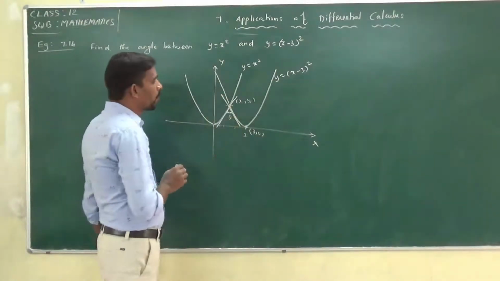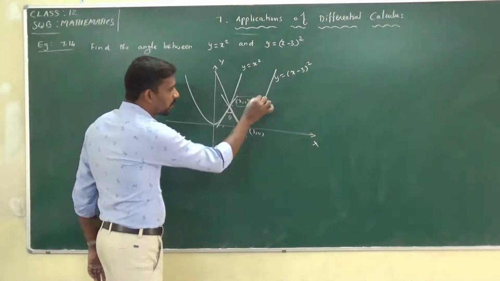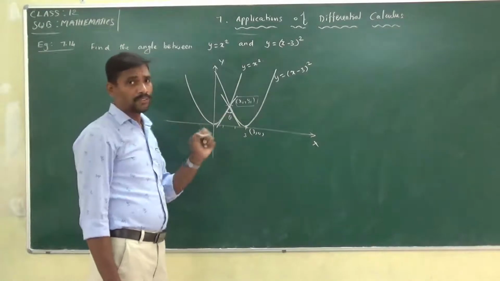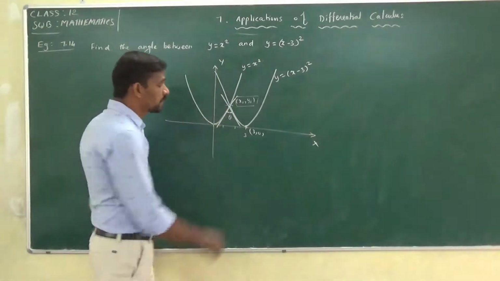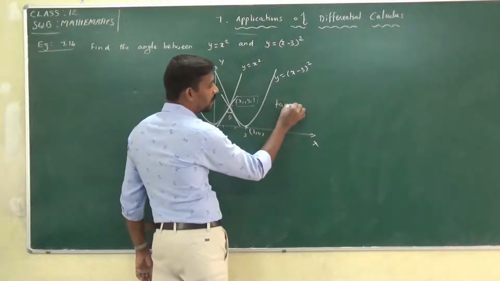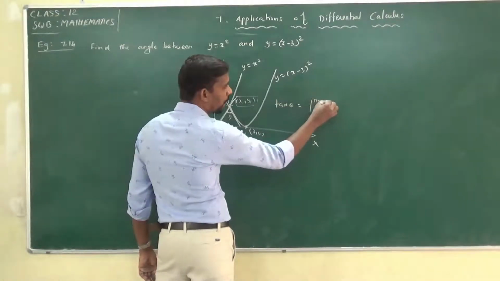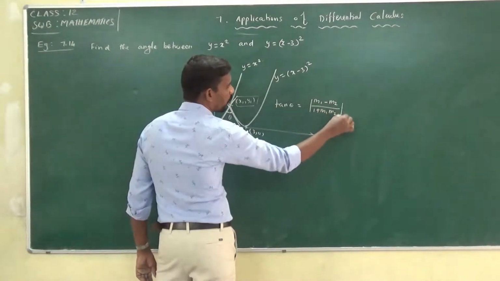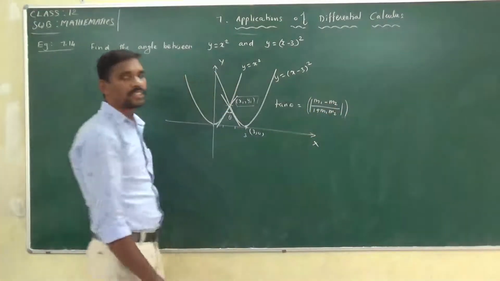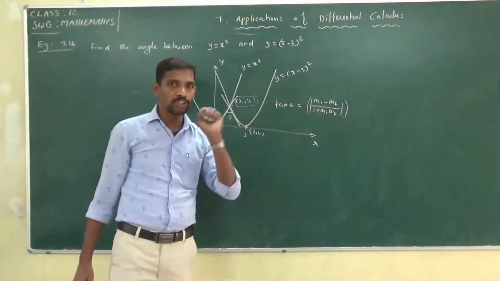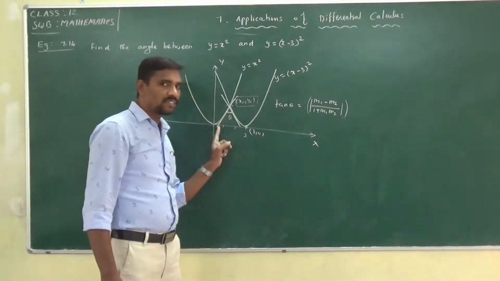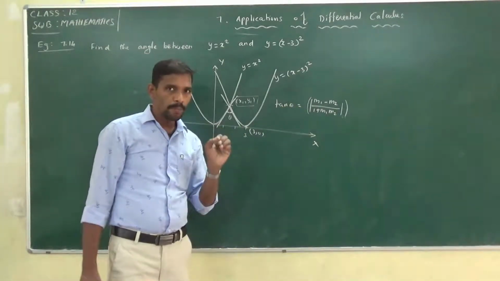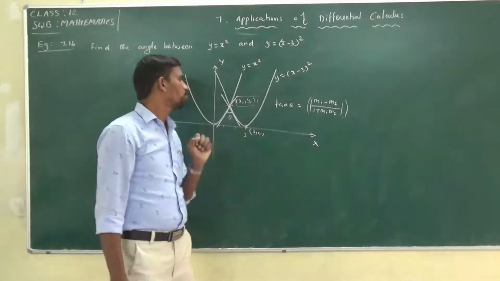So first of all, we want to find out the point of intersection. Next, we want to find out the slopes. We know very well the angle between these two curves. The formula is tan theta equals modulus of (m1 minus m2) divided by (1 plus m1 m2), where m1 and m2 are slopes. m1 is the slope of tangent line 1 and m2 is the slope of tangent line 2.